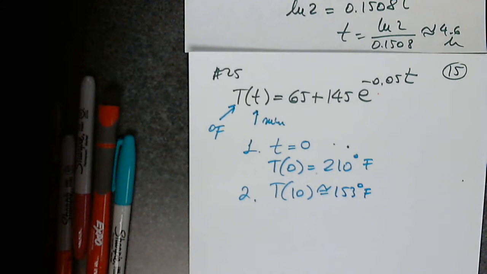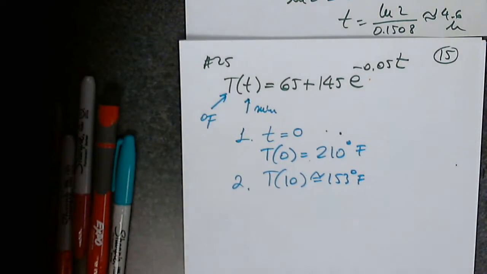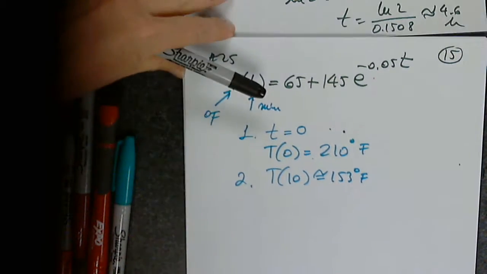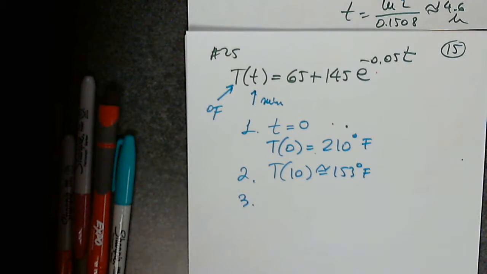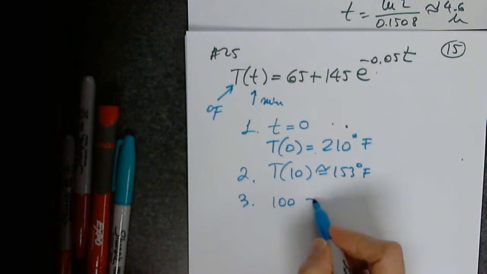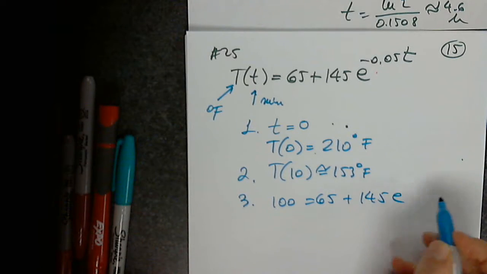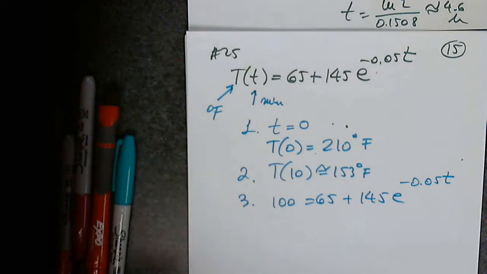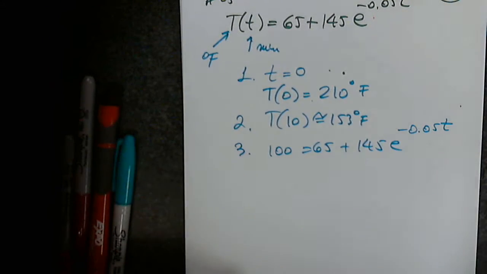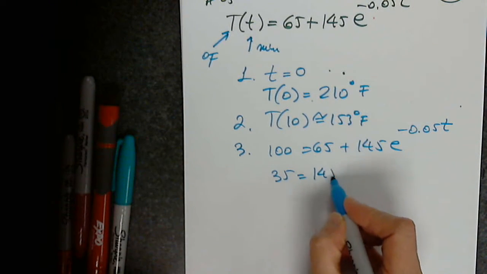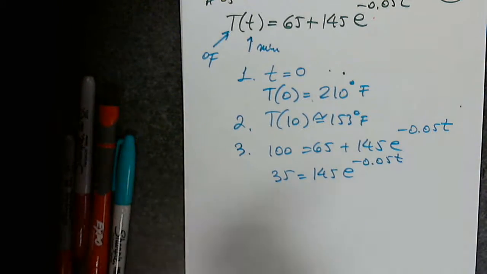Part C, after how long will the temperature be 100? Do you see that the pattern repeats in all these problems? They're all the same. How do I determine how long it takes for the temperature of the soup to go from 210 to 100? So 100 equals 65 plus 145 e to negative 0.05 t. What will be the first step? Exactly. So then 35 equals 145 e to negative 0.05 t.